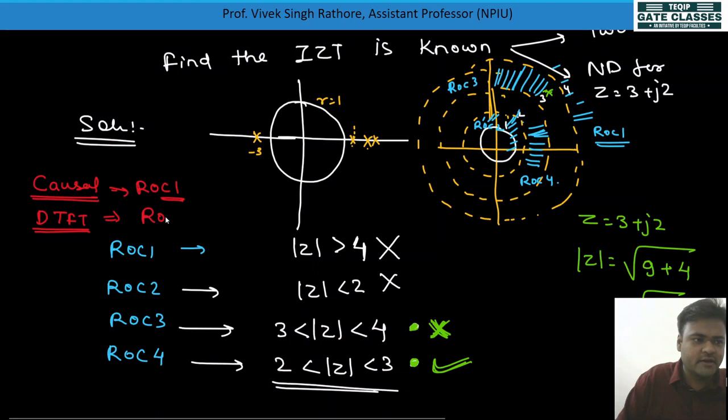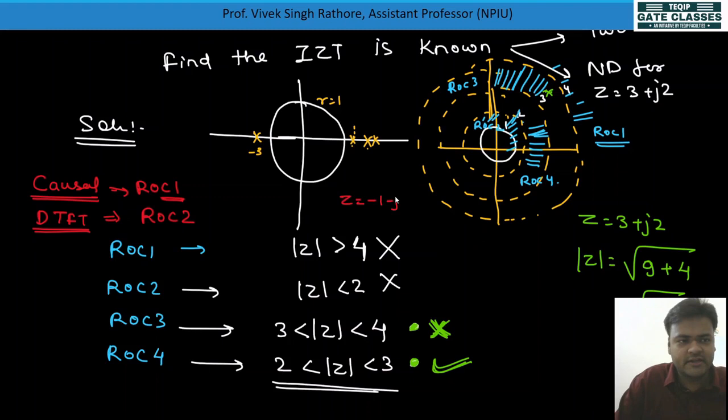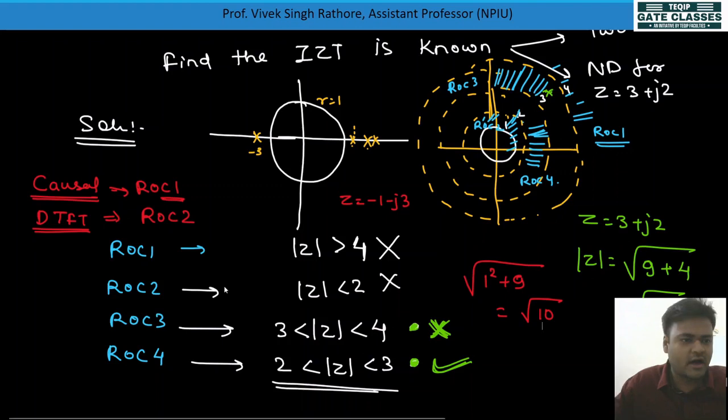For the DTFT, if I tell you that the inverse transform is defined for z equal to -1 minus j3, then the magnitude is root of 1 squared plus 3 squared, which is 9, so it will be under root of 10. So it will be more than 3 and less than 4. Again more than 3 and less than 4. So again we'll take the ROC we have taken now, that is ROC number 4.